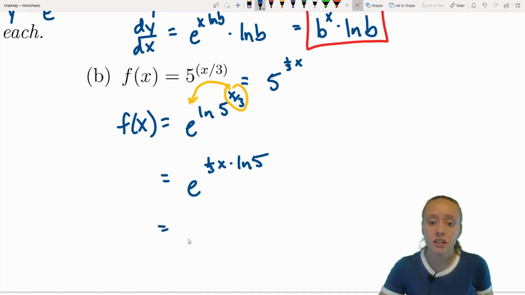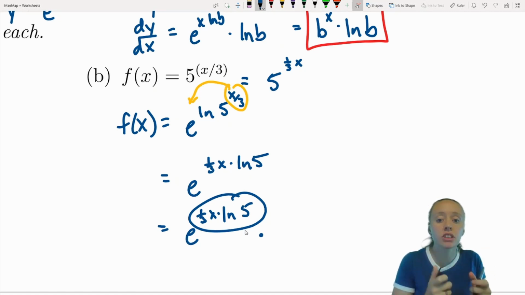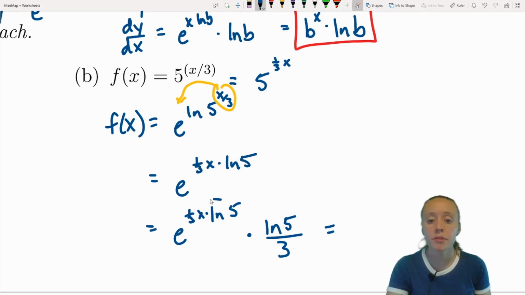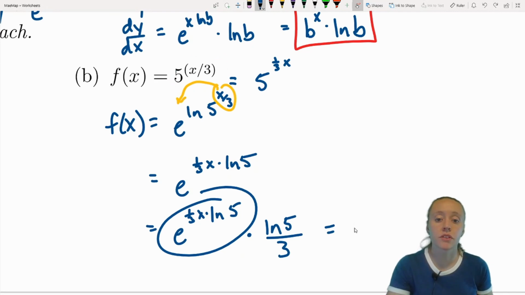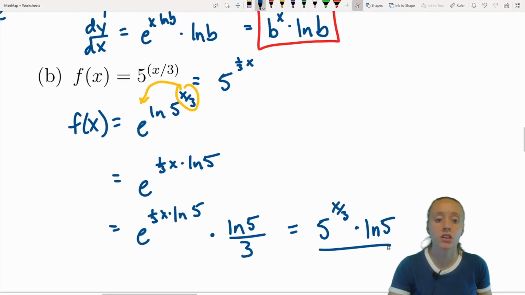What's that derivative? That's e to the function times the derivative of the function. So e to that 1/3 x times ln of 5, all multiplied by the derivative of that, constant multiple rule. The derivative of 1/3 times x times the ln of 5 is just going to be 1/3 ln of 5, or ln of 5 all over 3. So this becomes, remember what this was? We started out with 5 to the x over 3. So we have 5 to the x over 3, all multiplied by the ln of 5, and that's all over 3.